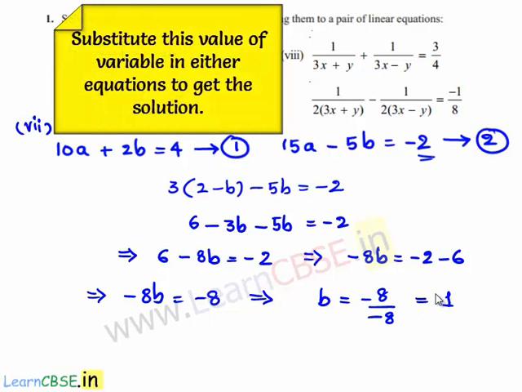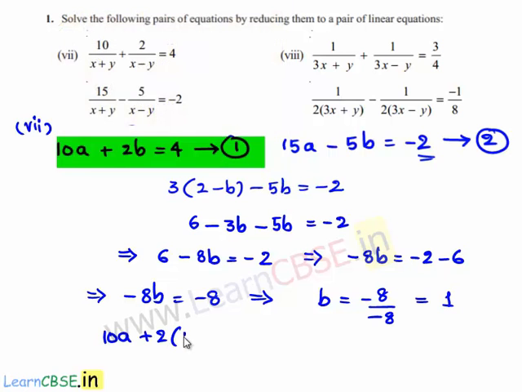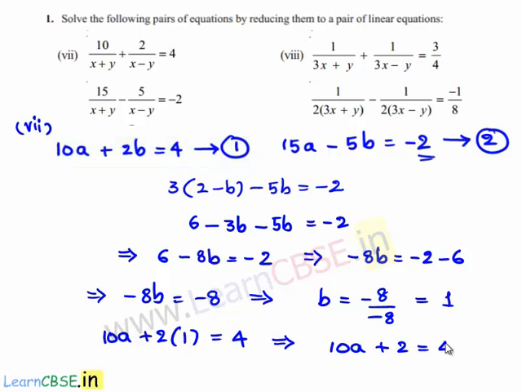Now substitute the value of B, which is 1, in equation 1. We get 10A plus 2 times of B, 2 times of 1, is equal to 4. So 10A plus 2 is equal to 4. 10A is equal to 4 minus 2, which is nothing but 2. So A can be written as 2 divided by 10, which is 1 by 5. So we found out the values of A as 1 by 5 and B as 1.